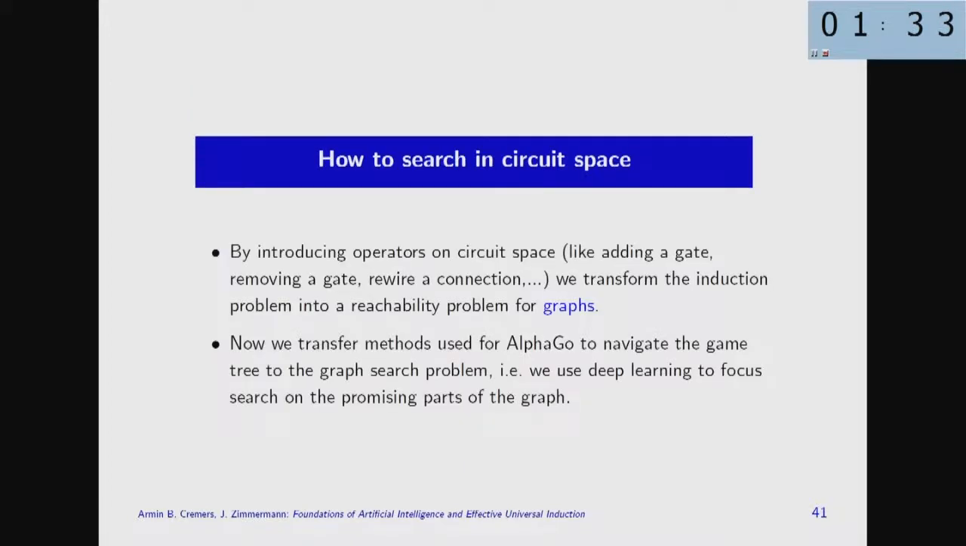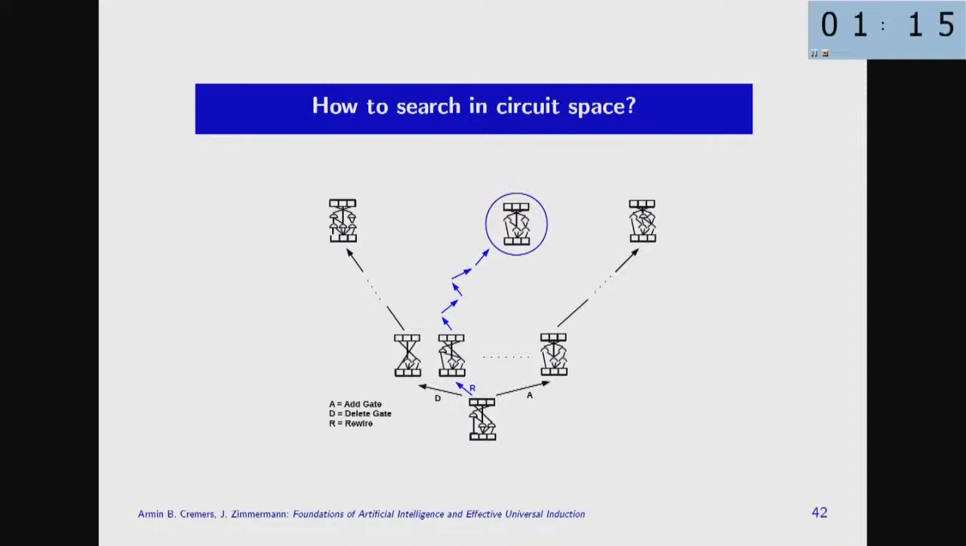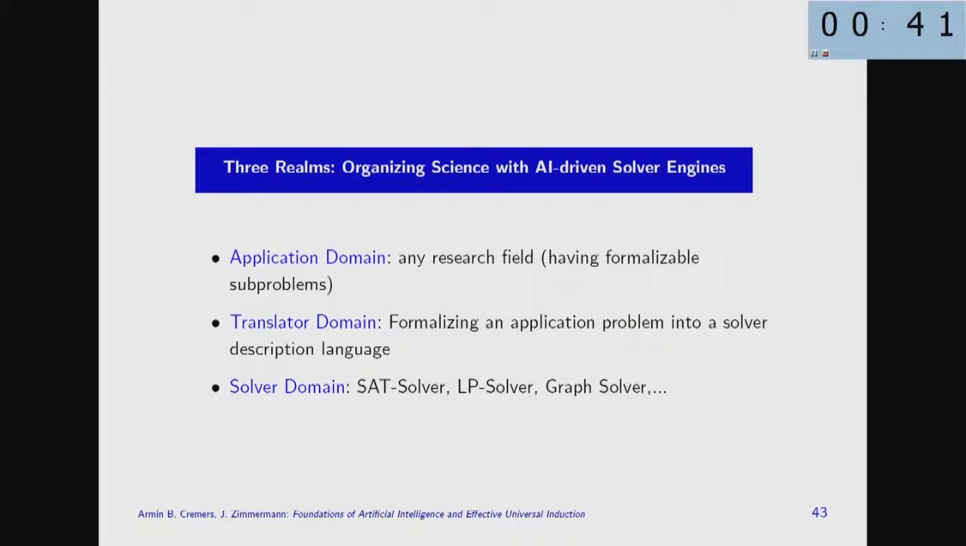How do we search in circuit space? Our idea would be to transform this induction problem of coming up with an explanatory circuit into a graph search problem, a reachability problem for graphs, by just taking a similar approach. This is something we propose. Actually, this is ongoing research. We use an AlphaGo or AlphaGo Zero style solution in the search in circuit space, where, as you can see, you can add a gate or delete a gate, or you can remove a connection and come to another circuit topology in this way, and you go through the search space shown here for 4 NAND gates, as a research incentive to work out. But we think this would be very viable.